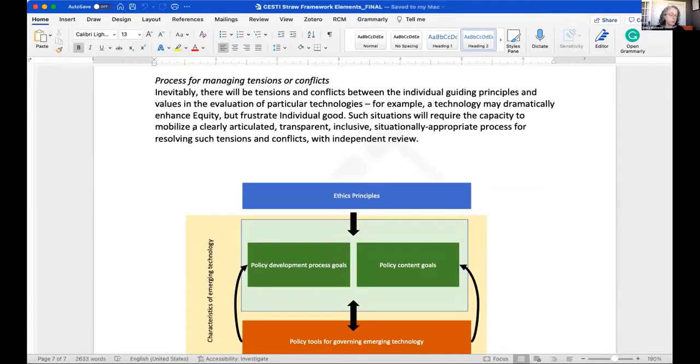Importantly, when you're talking about decisions based on ethical principles, there will inevitably be tensions and conflicts between satisfying two principles that are in tension in the context of the deployment of a particular technology. And it'll be critical for there to be a capacity to mobilize a clearly articulated, transparent, inclusive, situationally appropriate process for resolving such tensions and conflicts, and for there to be independent review of such adjudication.